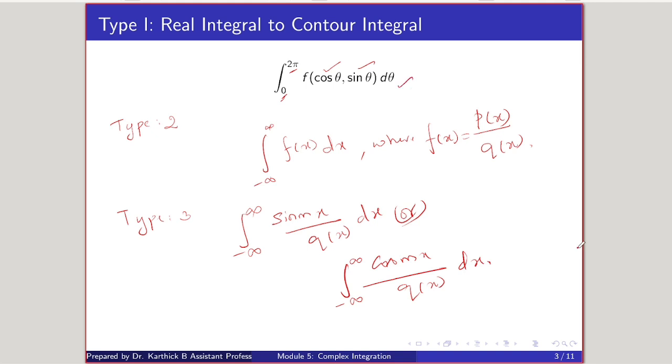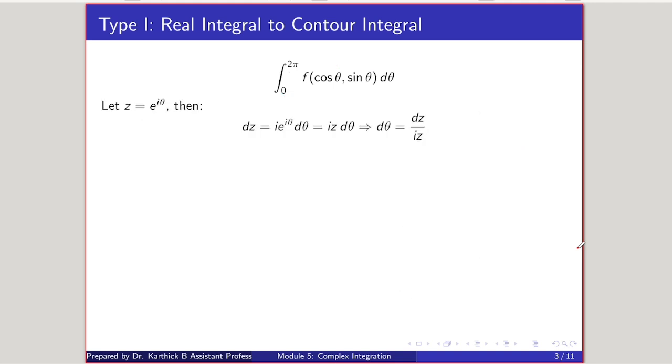Now we are going to study type 1. If I get any problem in this form, we have to convert all theta terms to z form. For that, we assume that z equal to e power i theta. If z equal to e power i theta, if I differentiate this equation, I will get i into e power i theta.